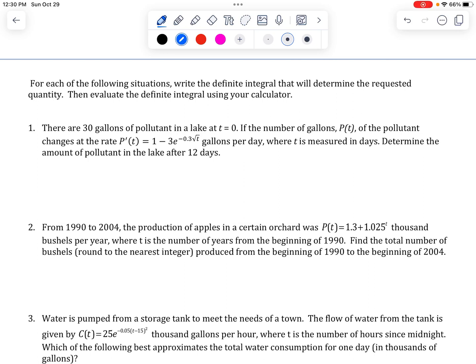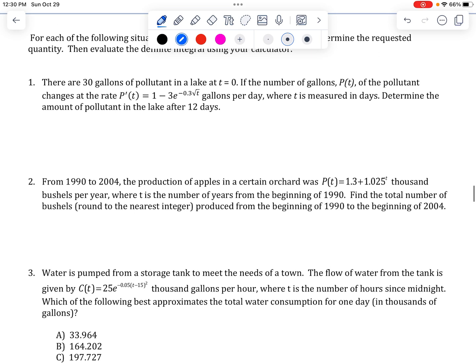Okay, so let's take a look at a couple of these net change definite integral problems. We're going to just set it up, but we're going to do the evaluation all using our graphing calculator. So after we do the setup, you can type it into the calculator to get to the answer. The first one says you have 30 gallons of pollutant in a lake at time 0. If the number of gallons of the pollutant changes at a rate of P prime, and the units are gallons per day, determine the amount of pollutant after 12 days.